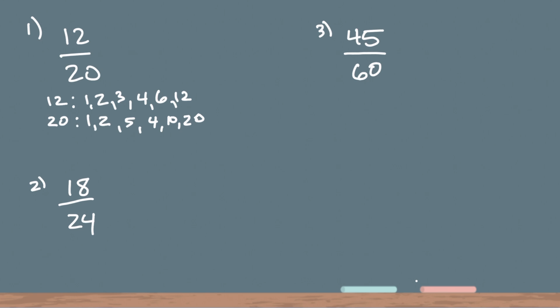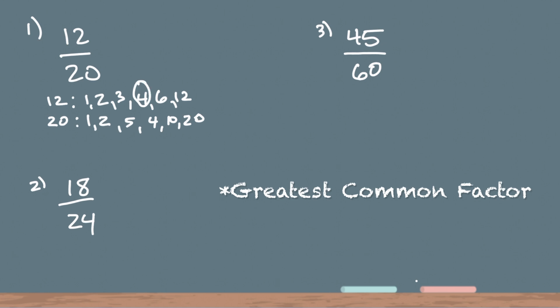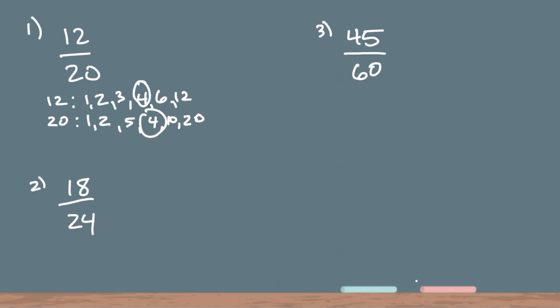Now we can see that the common factors are 4 and 4. So we're going to take 12 divided by 4 and 20 divided by 4. 12 divided by 4 is 3, and 20 divided by 4 is 5. So our first answer is 3 over 5, and that is in its simplest form.